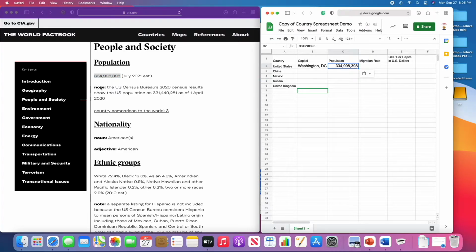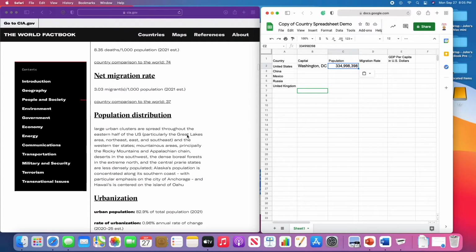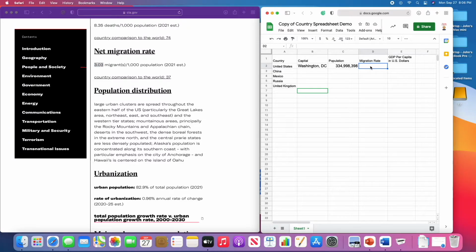Next, we want migration rate. I think that's also under people and society. So let's scroll down a little bit. There it is, net migration rate, 3.03 migrants per 1,000 population. It's a 2021 estimate. All we need is the number. We don't need all the rest of that. We're going to copy 3.03. We're going to make sure we're in our spreadsheet, and we're going to paste it in there.